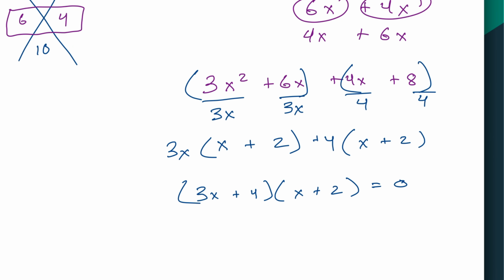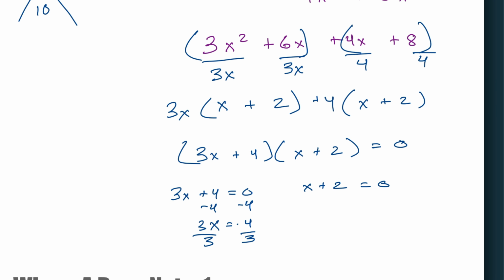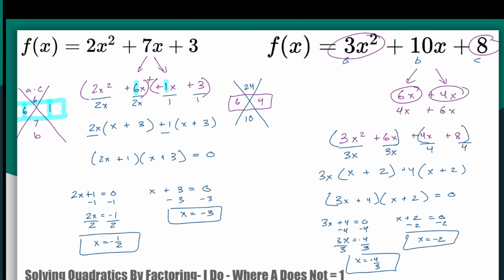I set it equal to 0, and I solve. I have 3x plus 4 is equal to 0, and we have x plus 2 is equal to 0. Subtract 4, I get 3x is equal to negative 4. I divide by 3, and I get x is equal to negative 4 over 3. Then here I subtract 2, and I get x is equal to negative 2. So I have two answers, okay?